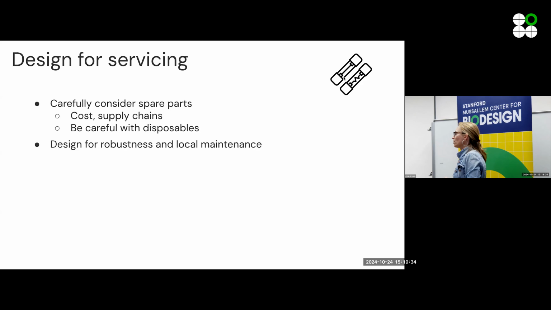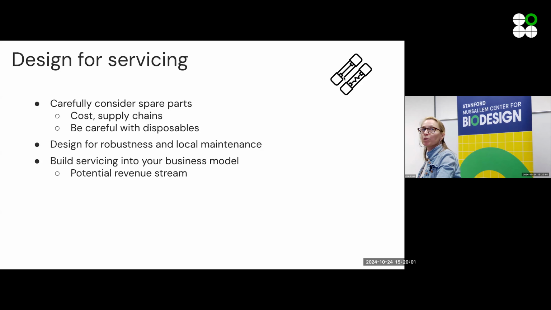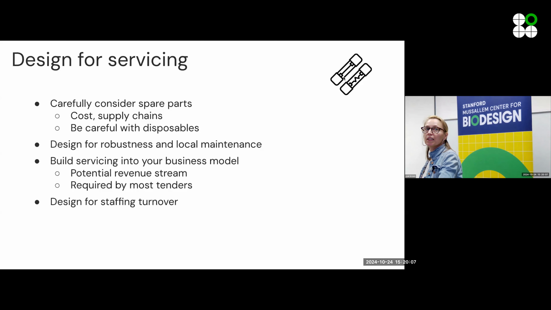It's only within the last 15 years that we really see biomeds starting to become a real industry in many parts of the world. Often I would talk to doctors as part of user research, and so many doctors said to me, I didn't know I was going to have to become a repair person for devices. They were the ones actually doing it, or working with a local handyman type person to tell them how to fix it, or even to build a homemade phototherapy device. Build servicing into your business model. This is often required for tenders, but it's also a potential revenue stream. And then design for staffing turnover. I mentioned this already, but we really see this particularly in hospitals that are very crowded. Most hospitals in lower income areas are significantly understaffed.